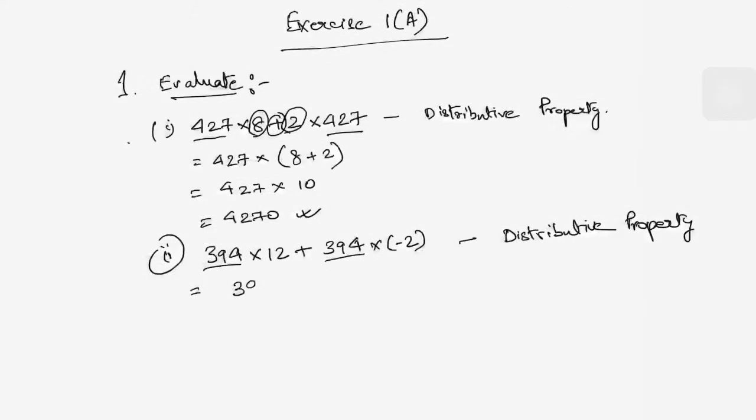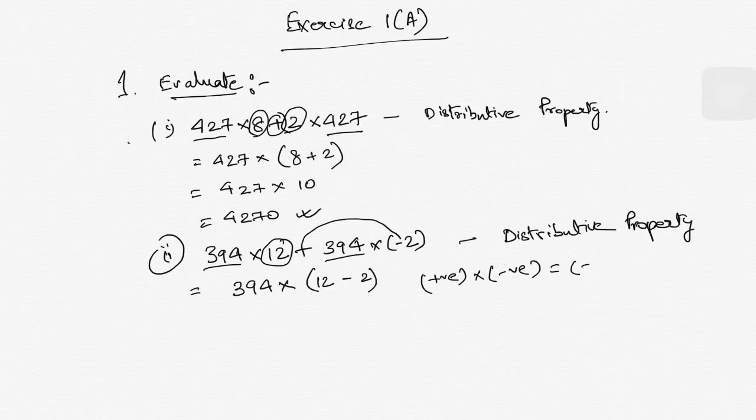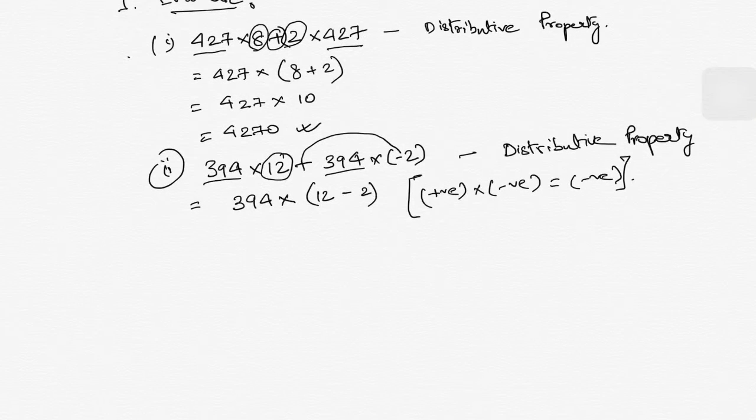394 into, now what is left is 12. Here we see plus into minus is minus, and what is left is 2, because the product of a positive integer and a negative integer is a negative integer. So we see here 394 into 12 minus 2 is 10. It is 3940 is the answer.